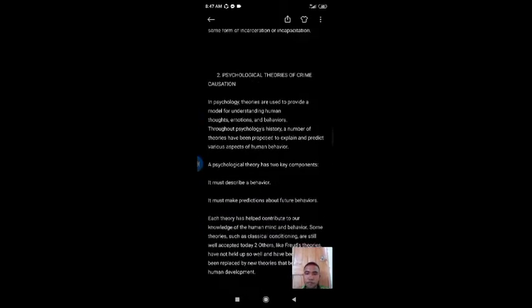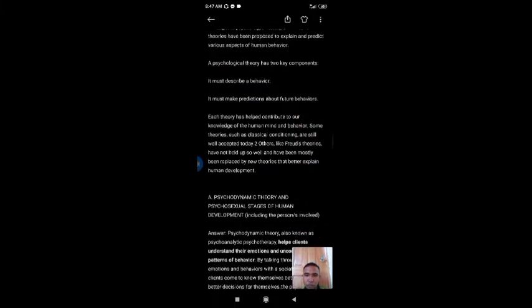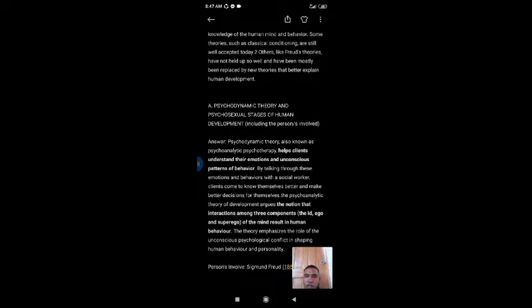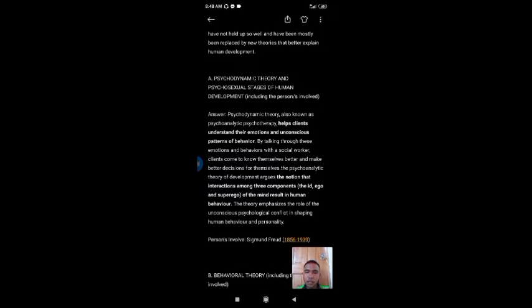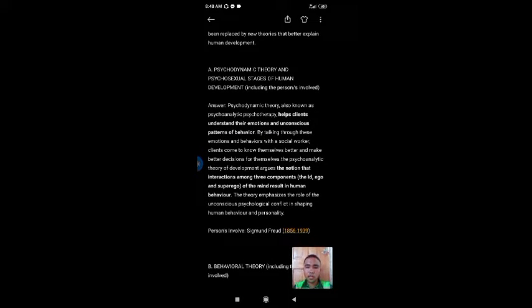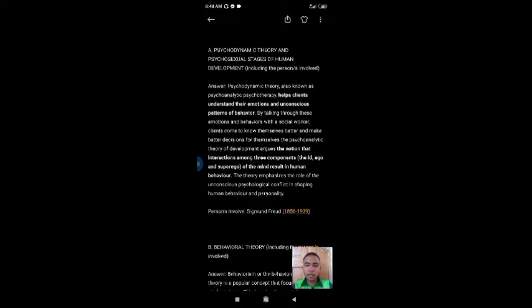So letter A of this number 2 is psychodynamic theory and psychosexual stages of human development. Psychodynamic theory, also known as psychoanalytic psychotherapy, helps clients understand their emotions and unconscious patterns of behavior. By working through these emotions and behaviors with a social worker, clients come to know themselves better and make better decisions for themselves.